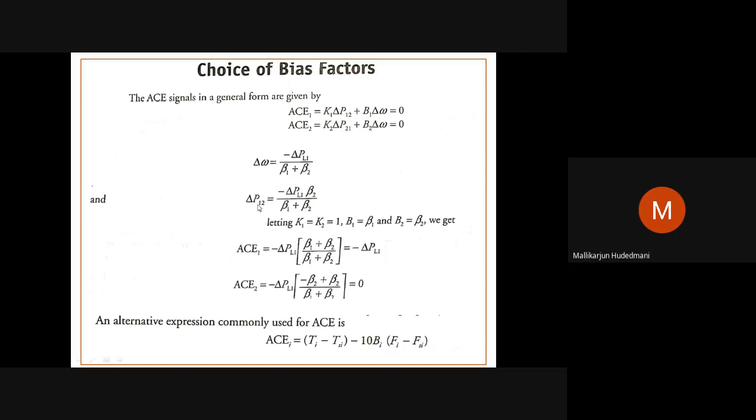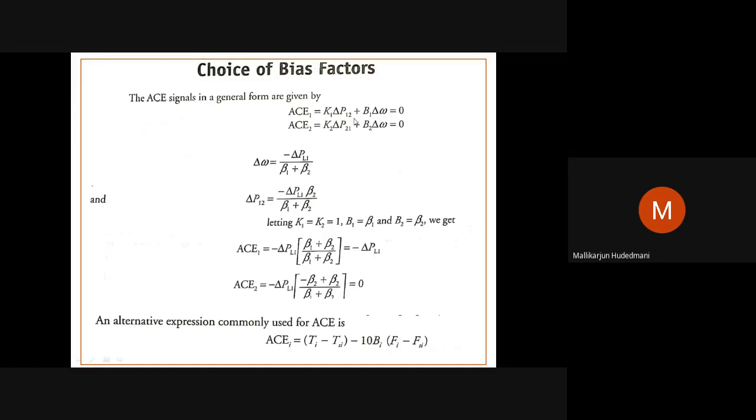And delta P12 as the change in tie line power flow, letting K1, K2 for simplicity be 1 and beta 1, beta 2 as B1 and B2 respectively on this page. By substituting these in this equation, I'll be able to get ACE1 as minus delta PL1 times the bracket beta 1 plus beta 2 divided by beta 1 plus beta 2. When I cancel these two, what remains here is minus delta PL1. What exactly I got from these two equations: the first equation quantified ACE1 as minus delta PL1.